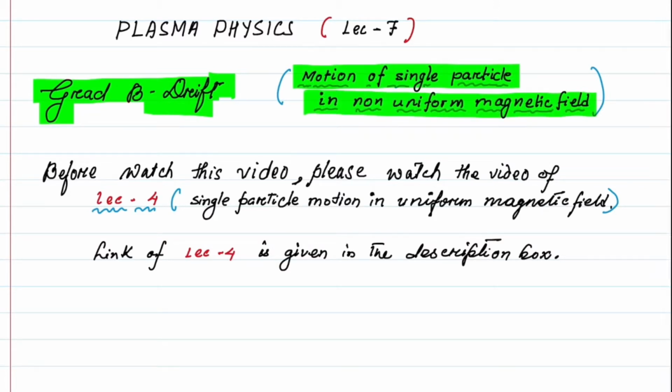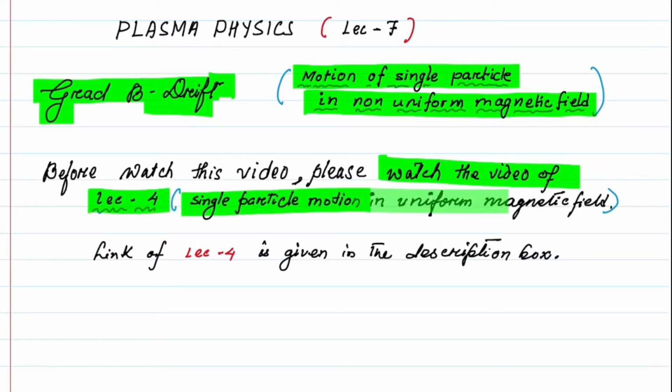I would like to request you to watch the video of lecture 4, where I have discussed single particle motion in a uniform magnetic field. Before you watch this video, please watch that one. The link of that video is given in the description box, so you may visit the link and watch that video. Okay, so let's start the topic.